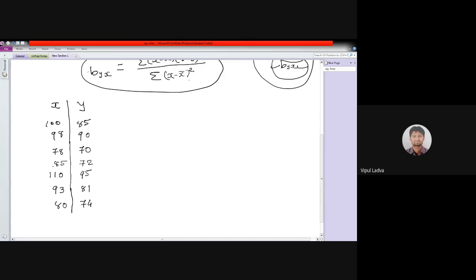ये बाकी है कुछ? Sir, X bar भी. ठीक है. Now Sir, X bar का वैल्यू भी बताना है.